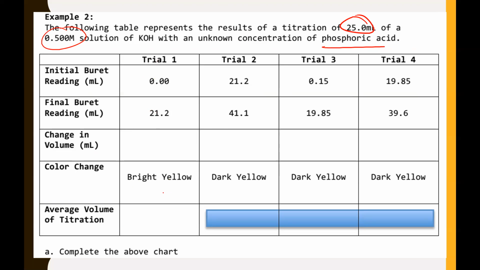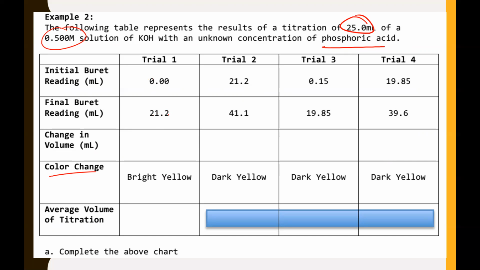Only in trial 1 did they have a really strong color change, and you're going to see why in just a second. The color change was it turned bright yellow. For all the others, because they said color change, I'm going to assume there was indeed a color change, because if there wasn't, they would have said none. But it does say dark yellow for all of these, so I'm going to assume it went from something to dark yellow. We don't even know what indicator they used here. It didn't even say in this question. It's kind of a bogus question, but still, let's figure out the change in volume first.